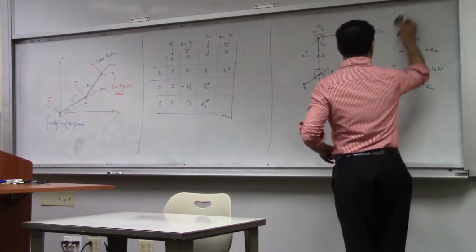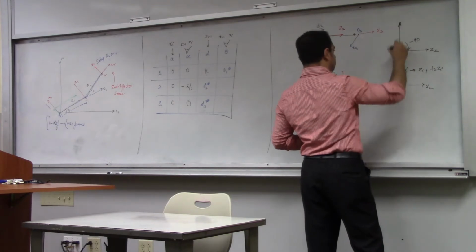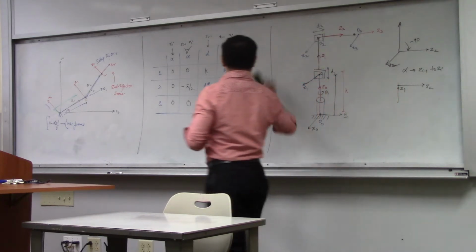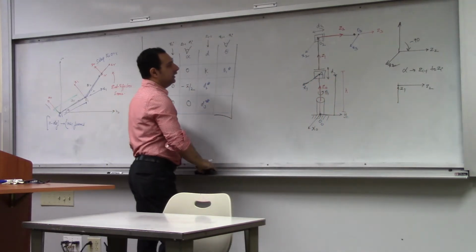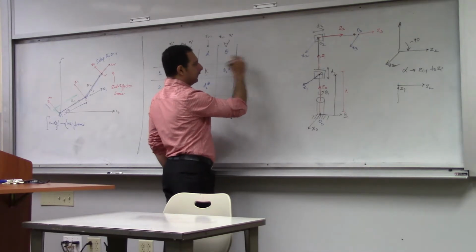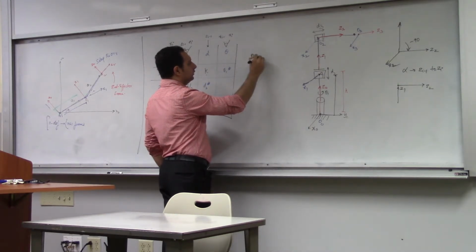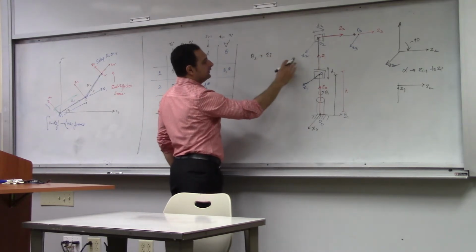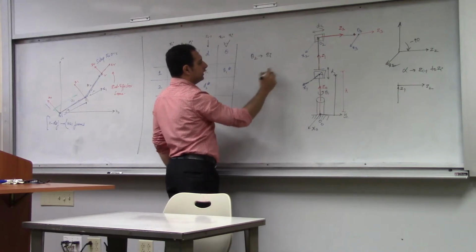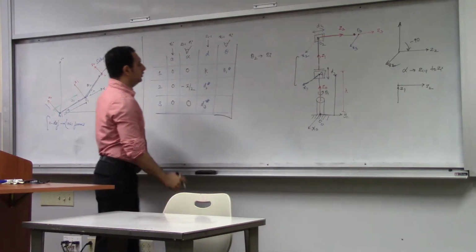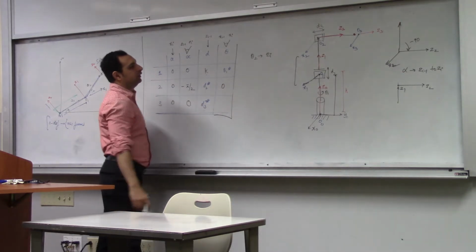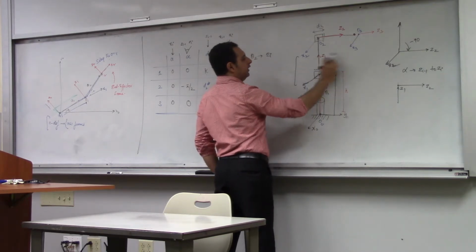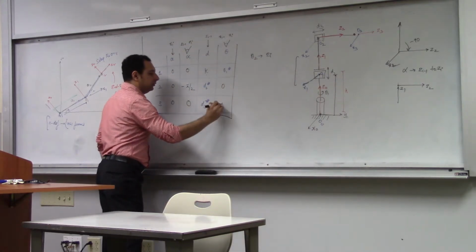Let's do theta 2. Theta 2 will be measured along Z1, the angle between x2 and x1. In this case, these two are parallel, so this will be 0. Then you want to measure theta 3, which is the angle between x2 and x3. These are again parallel, so this one will also be 0.